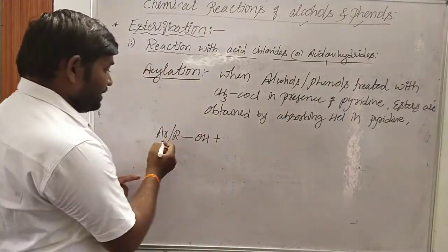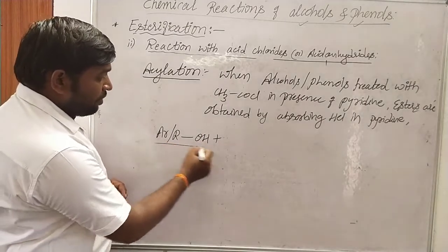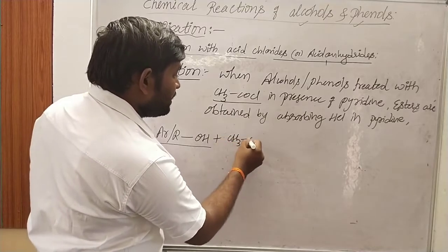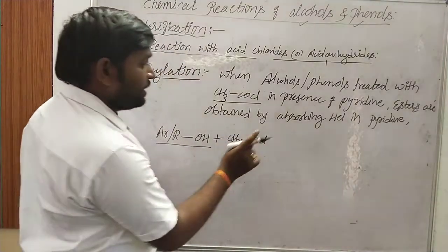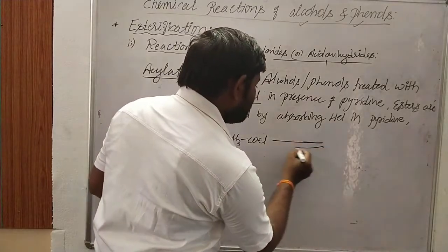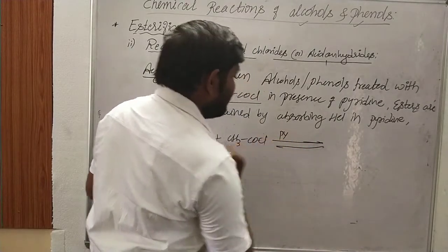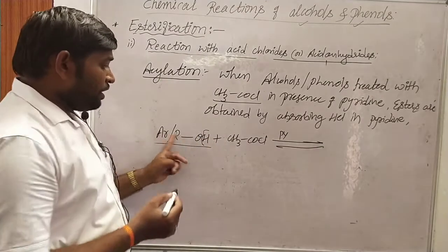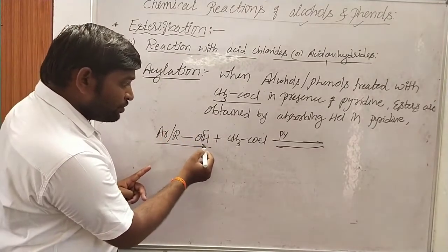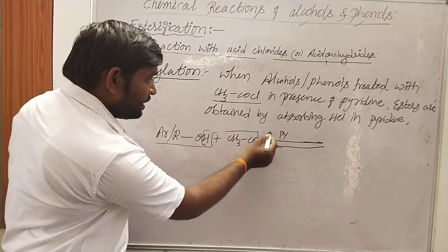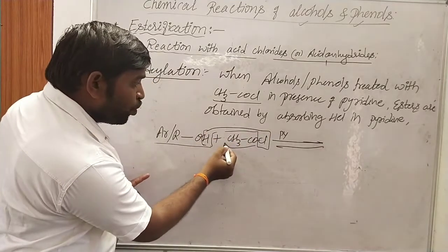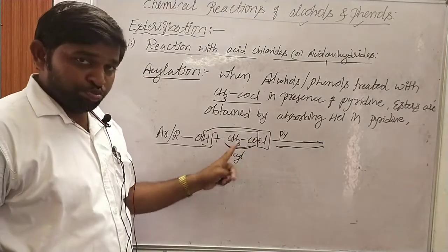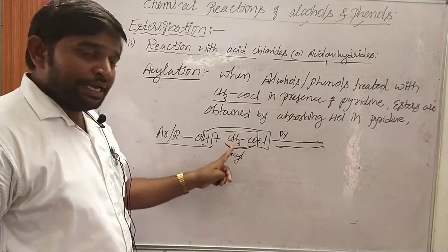So now let us consider here alcohol or phenol, which when reacted with CH3COCl in presence of pyridine leads to the formation of what? In the alcohol or phenol, the hydrogen atom of the hydroxyl group is replaced by the acyl group. This group is nothing but the acyl or acetyl group.